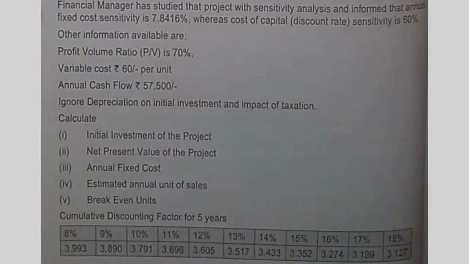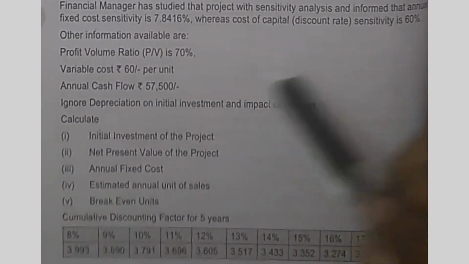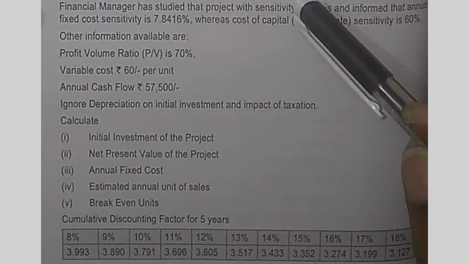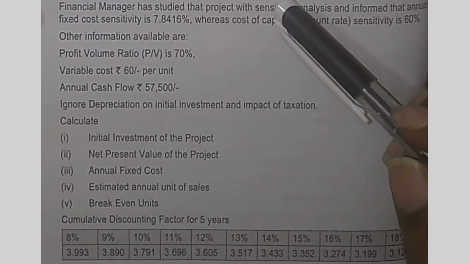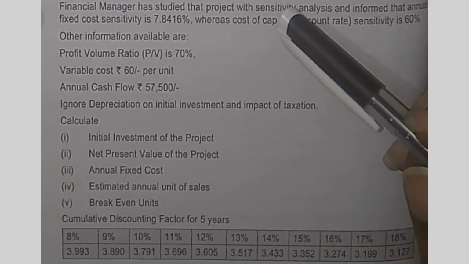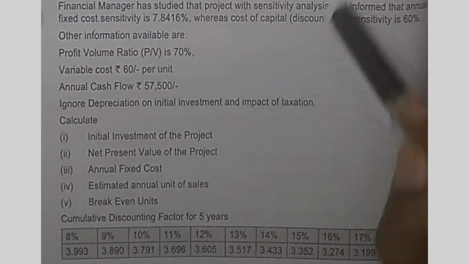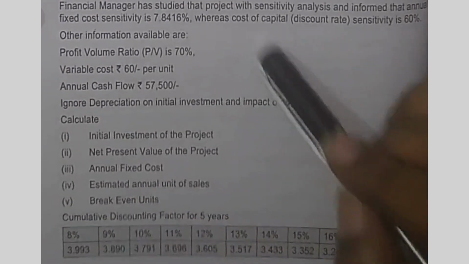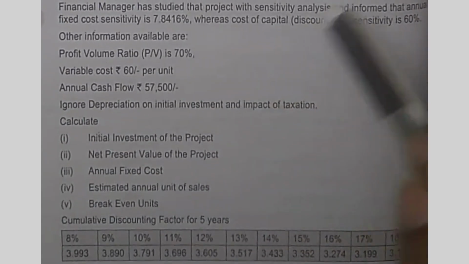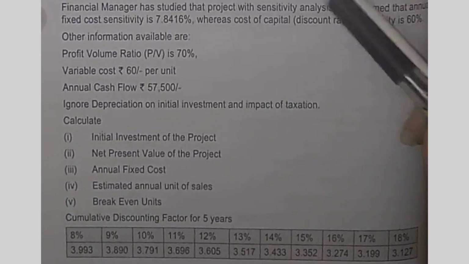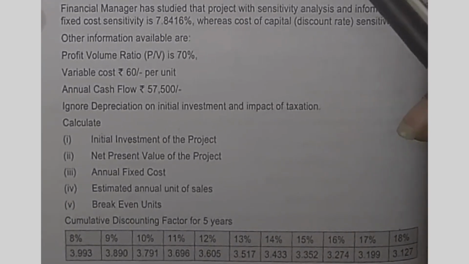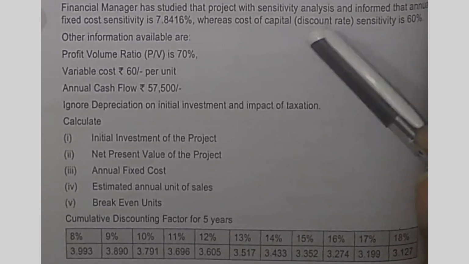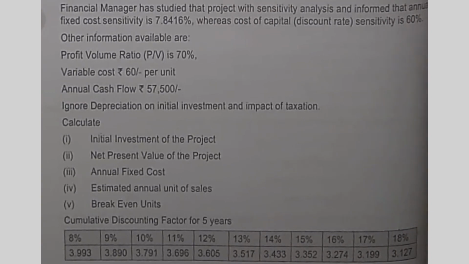First of all, sensitivity analysis is nothing but how much percentage change in a particular parameter will impact the NPV. That is what sensitivity analysis is about. So in the calculation of NPV, whatever factors or parameters we are using, for each particular parameter the percentage of change will be considered to calculate the impact on the NPV.